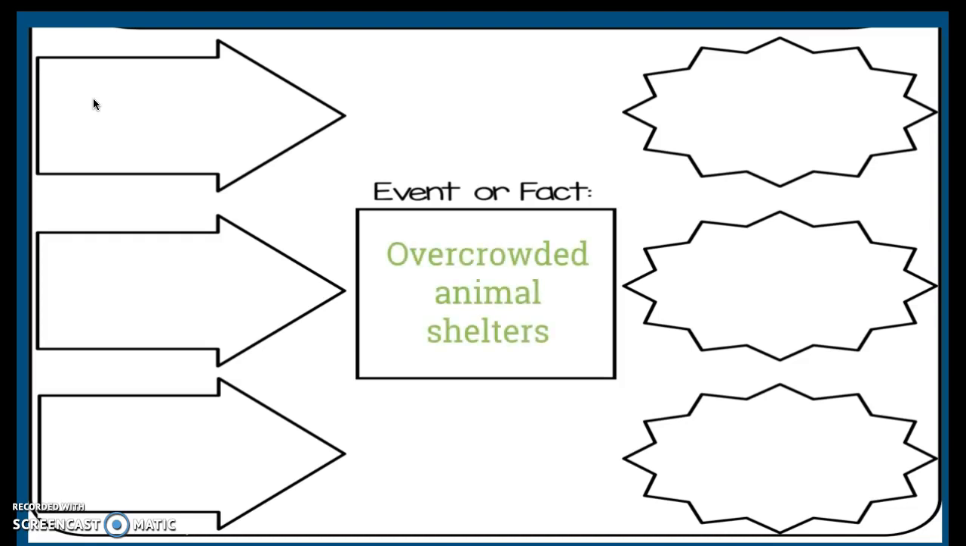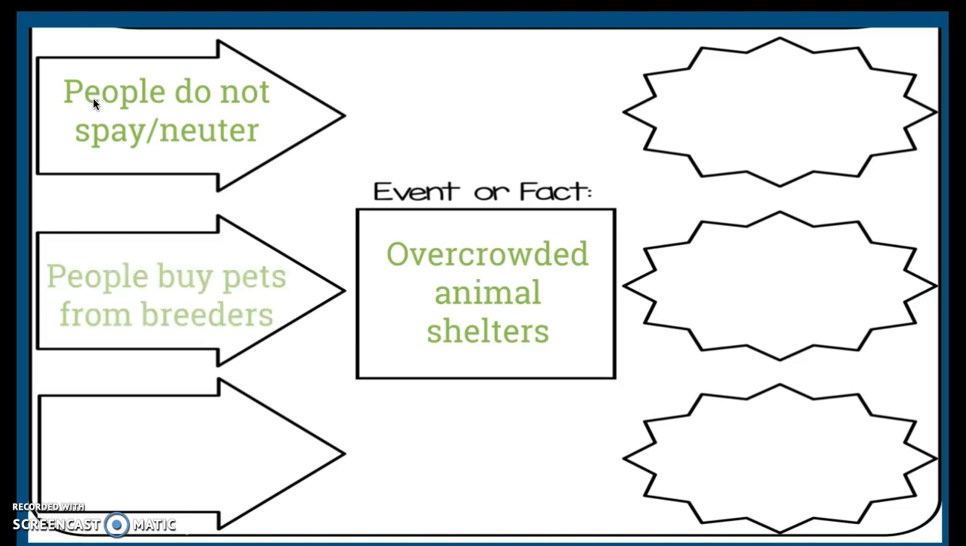So our event or fact is overcrowded animal shelters. The first cause is because people do not spay or neuter their pets. The second cause is because people buy pets from breeders and from stores instead of adopting. And then the third cause is people give up on their pets. They don't take the time or they can't handle the trouble anymore, so they just give up on them.